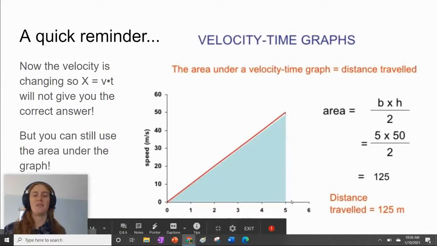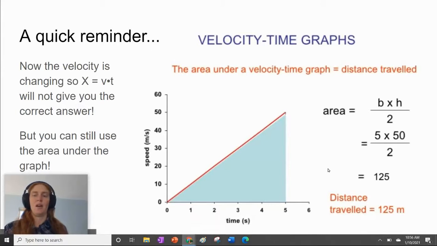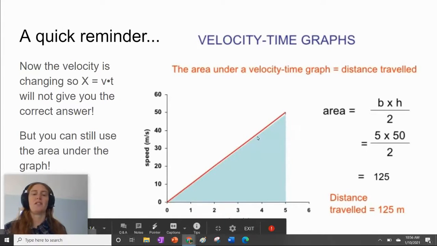So now I have velocity versus time, but now the area is not a rectangle. So if I did 50 times 5, I would get the wrong answer because I was not going 50 meters per second for the whole 5 seconds. So what I need to do instead is find the area of a triangle. And the area of a triangle is 1/2 base times height, or base times height divided by 2. And so that area is what matters.